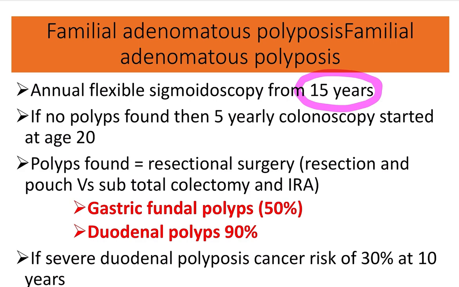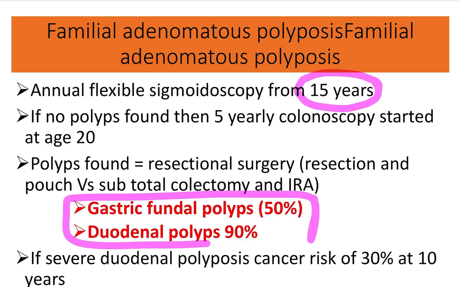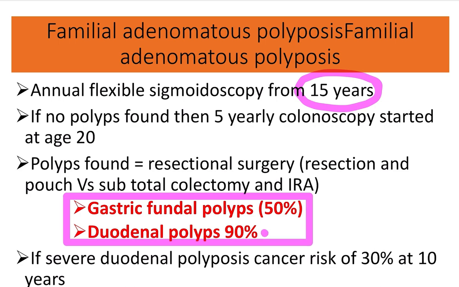And the most common extracolonic manifestation here we can see is the duodenal polyp. Duodenal polyps are present in 90% of cases, and gastric fundic polyps are present in 50% of cases. So the most common extracolonic manifestation is the duodenal polyp, and second is the gastric fundic polyp.